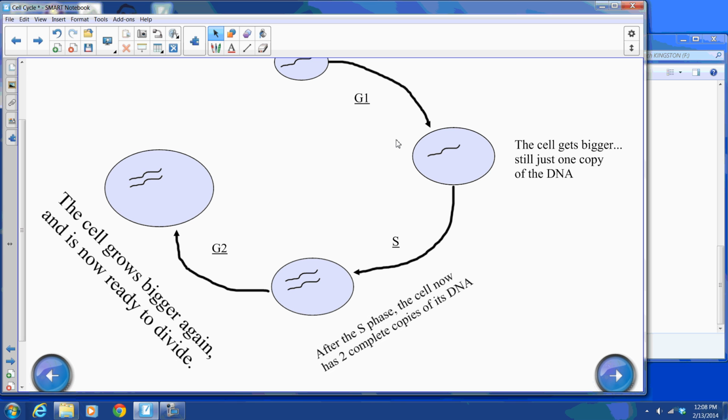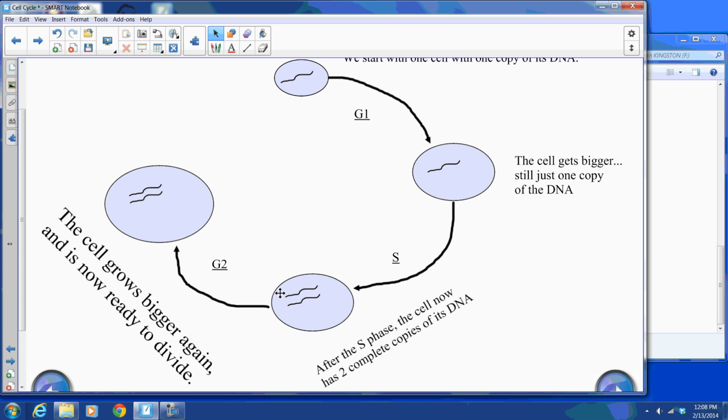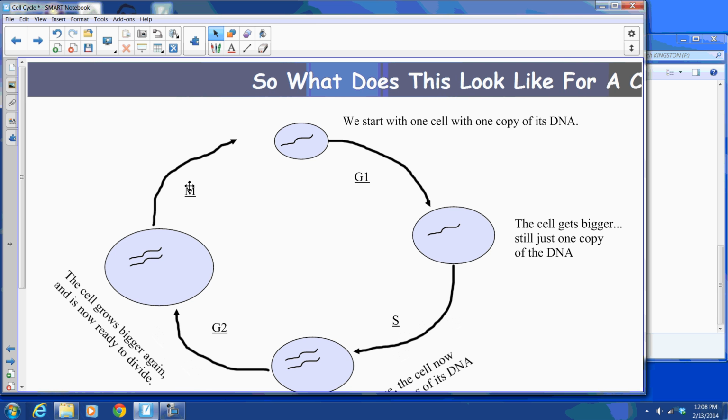All right? So we went through G1. The cell grew and got bigger and got ready to copy its DNA, got the machinery together that it needs to copy its DNA. Then during the S phase, it actually copies its DNA. The G2 phase is going to grow some more and get ready for cell division. Again, it puts the parts in place that it needs to go through that cell division process. And then we're going to finish up with the M phase, which is going to take us back here to the beginning.